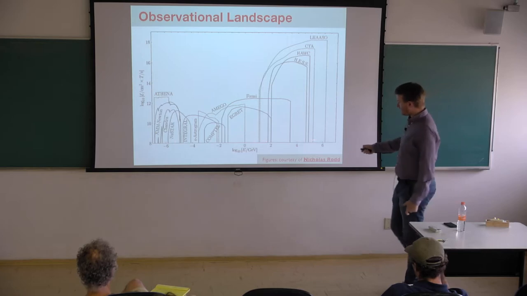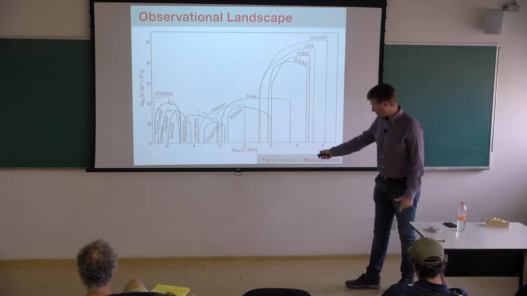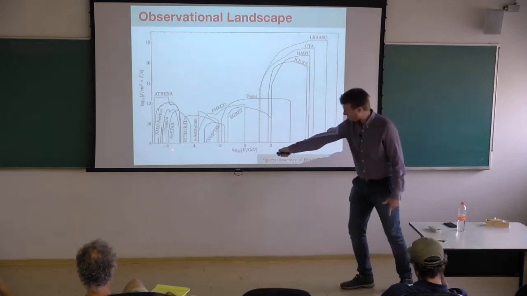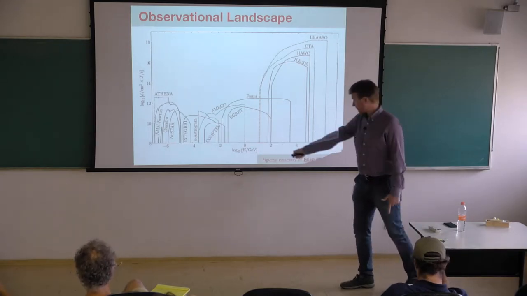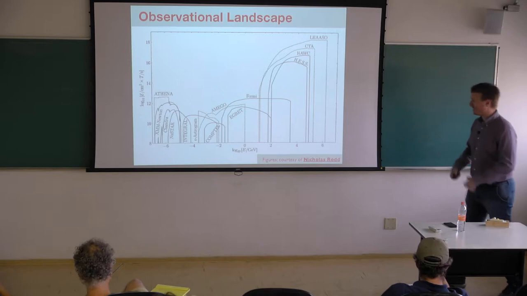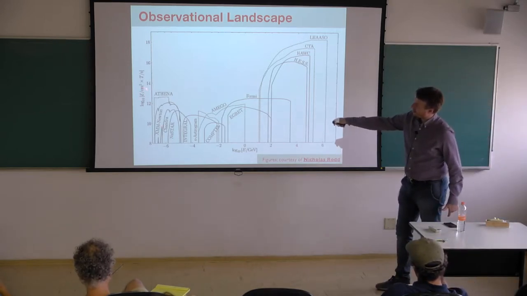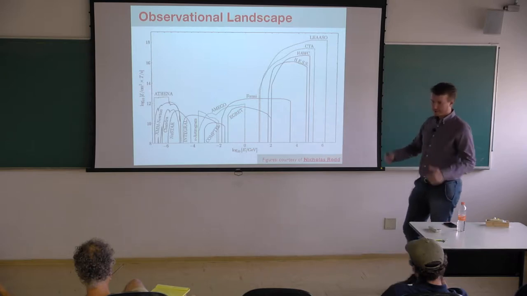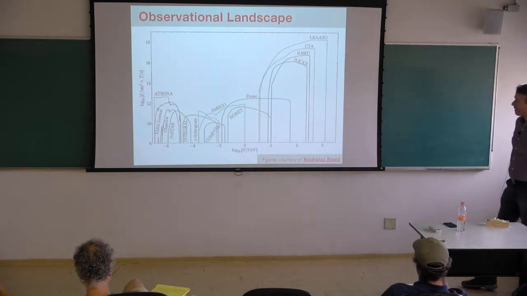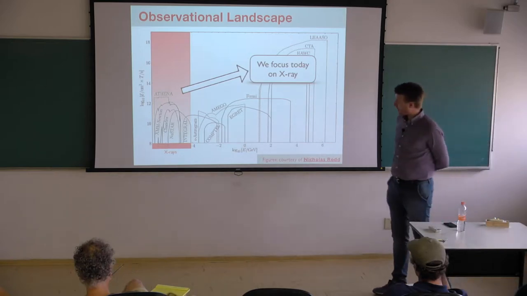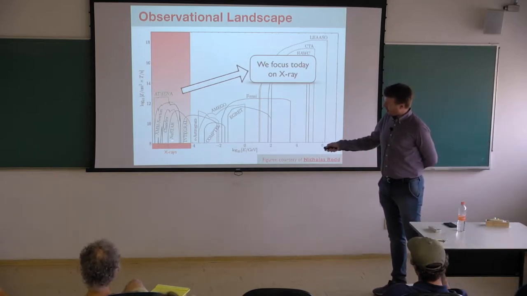Here on the horizontal axis you have the energy of the photons. Here it's 1 GeV, so sub-GeV. Here is keV, here is TeV, and so on. And here we have the flux, basically the number of photons as a function of surface and time of observation. And as I mentioned in my title, my talk will focus on X-ray.